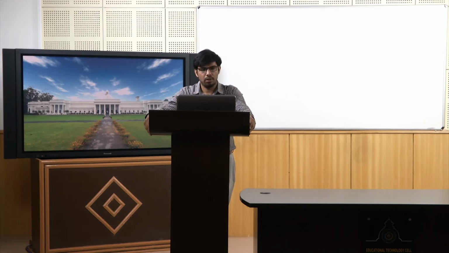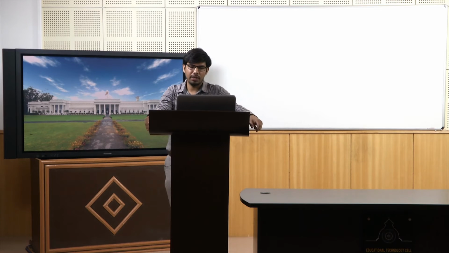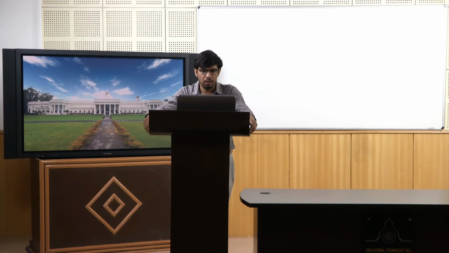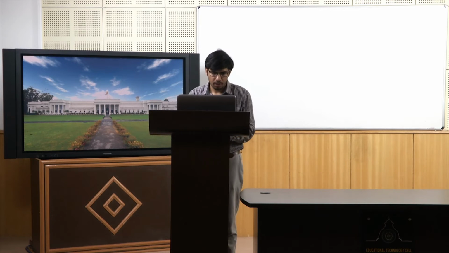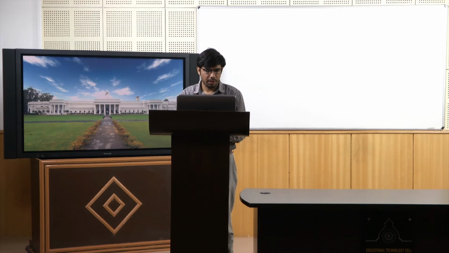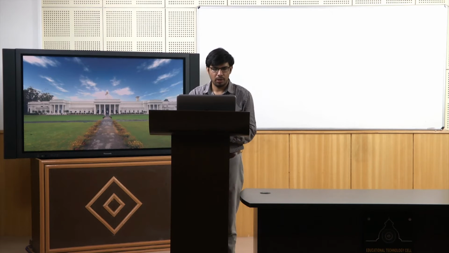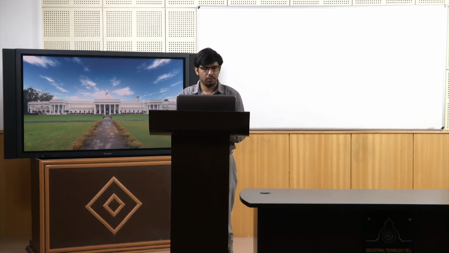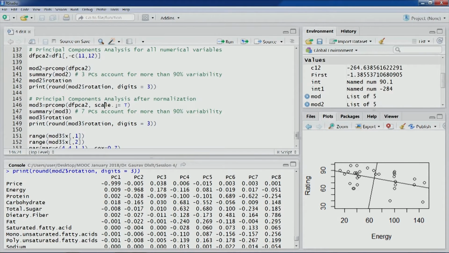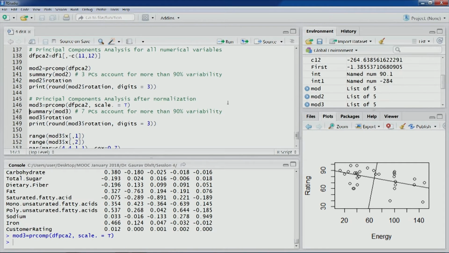So let's apply principal component analysis after normalizing all the numerical variables under study. Let's run another principal component analysis. Again, this time we are going to use the same data frame, DF PCA2, and you would see scaling is being done. The second argument, scale, is true in the function. Let's execute this and look at the results.